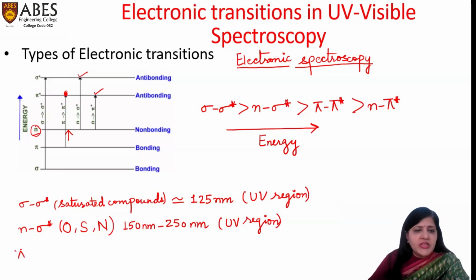Then we have pi to pi antibonding transition. These transitions are exhibited by compounds which have unsaturation in them, having double bonds or triple bonds, and they fall in the range of around 170 nanometer to 205 nanometer.